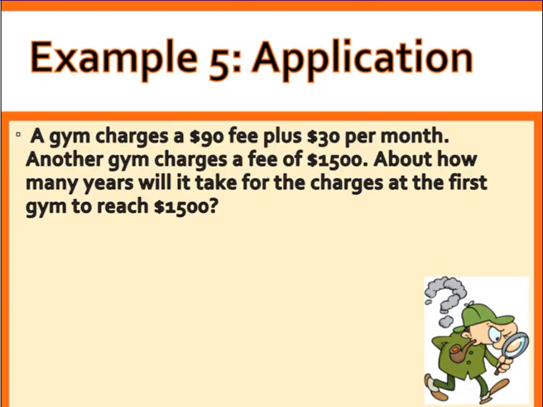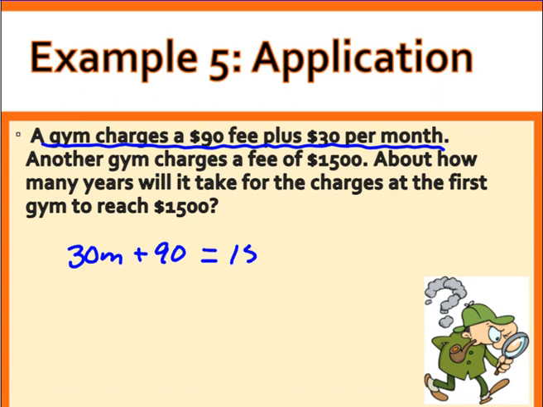Example 5, an application. A gym charges a $90 fee plus $30 per month. Another gym charges a fee of $1,500. About how many years will it take for the charges at the first gym to reach $1,500? So first I need to write an equation or an expression. So I'm going to have a gym charges a $90 fee plus $30 per month. So $30 per month. So I'm just going to do 30m plus a $90 fee. This has to equal $1,500.